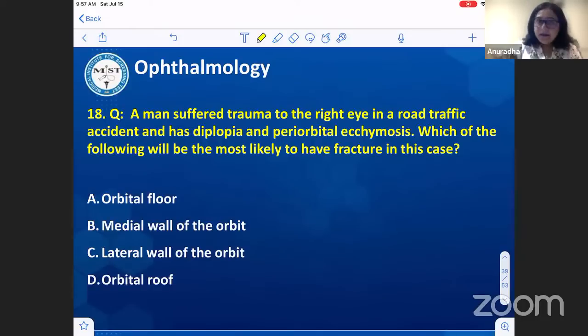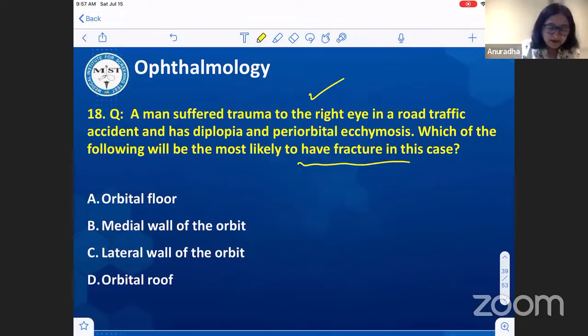Again, a common question which has been asked in different ways. Trauma to the eye, and after that trauma the patient is having diplopia, double vision, and periorbital ecchymosis, meaning bruising around the orbital area. It means there is some orbital injury and they are already suspecting a fracture, and they are asking which will be the most likely to be involved.